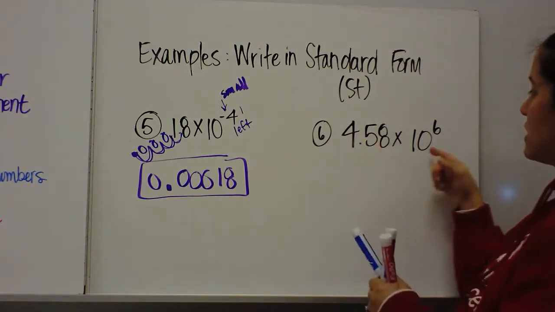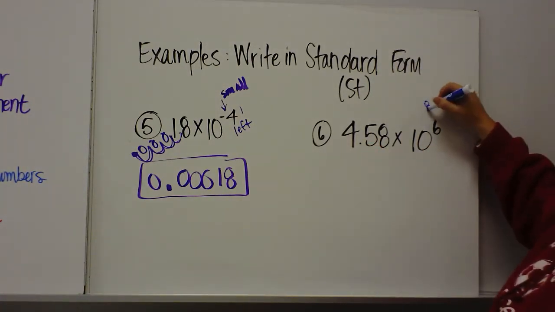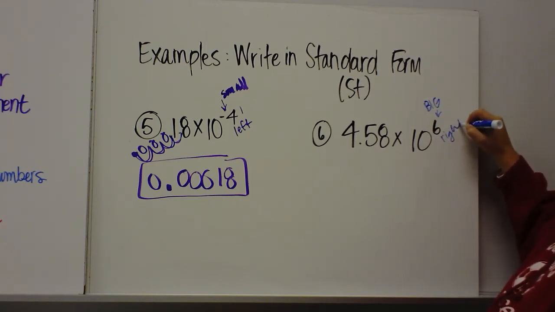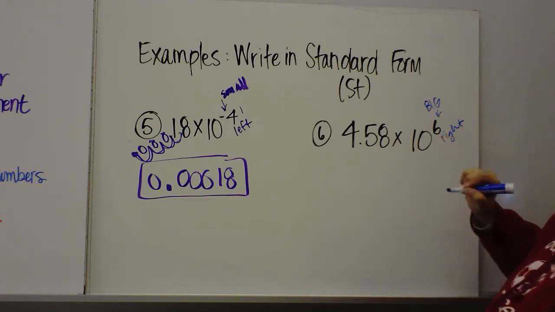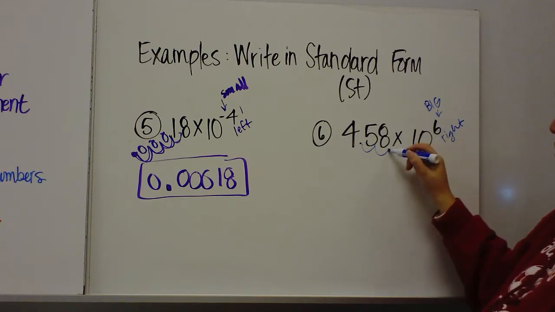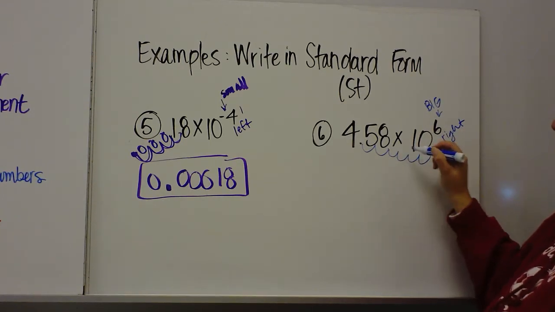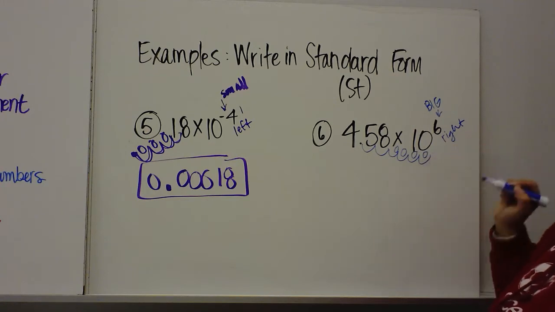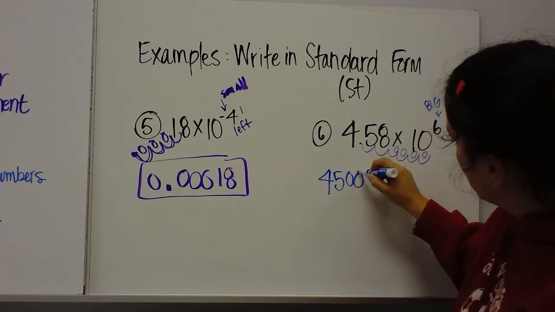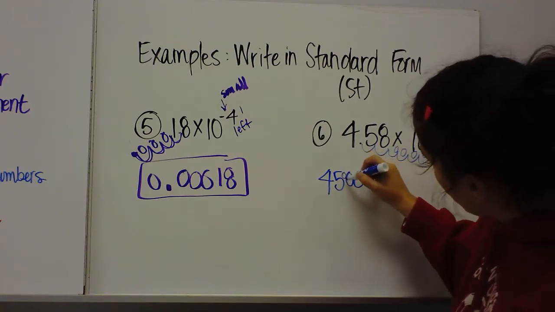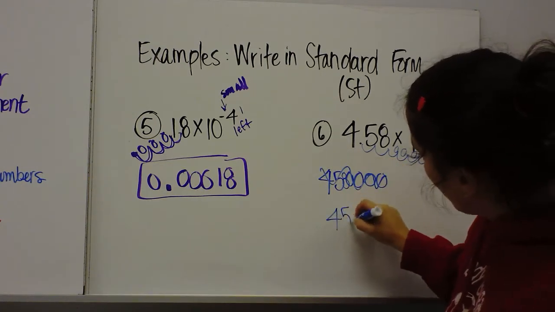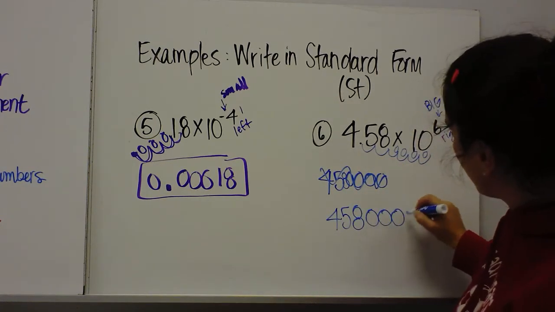So now let me show you this one. This is a big number because that's positive. And I'm going to move right 6 spaces. So I moved 2, and then I need to go 6 total. 3, 4, 5, 6. So I add 4 zeros to the end. Oh, it's okay. 4, 5, 8, and then 4 zeros.